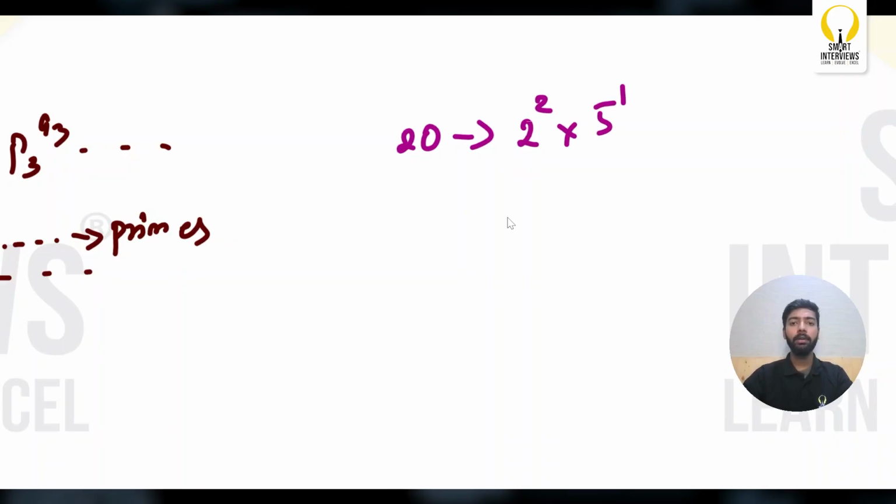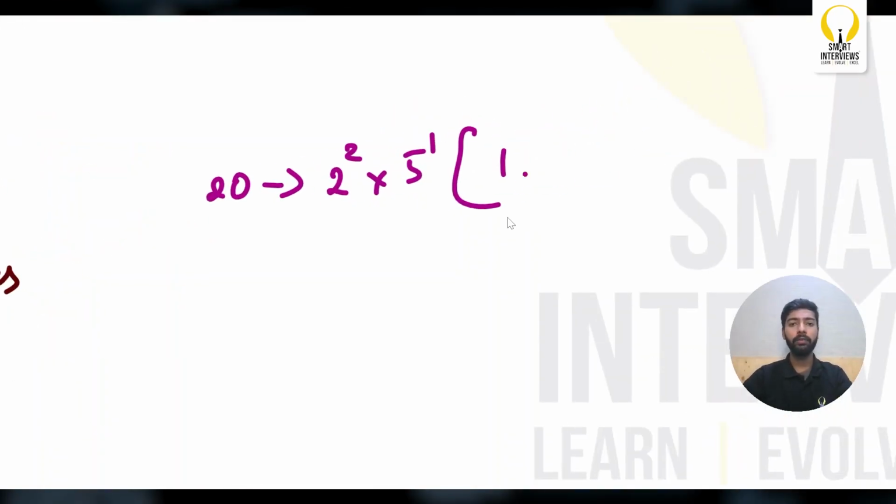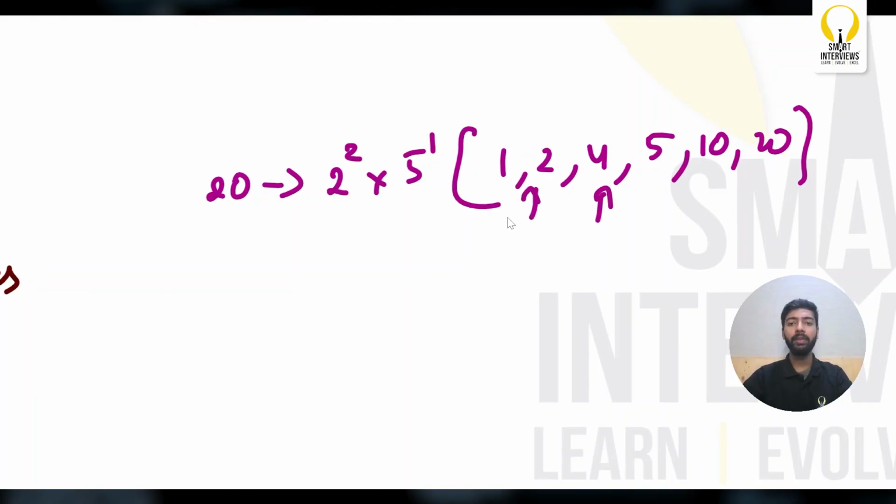So do you see, if a number has some even divisors. Now let's also write the divisors of 20: 1, 2, 4, 5, 10 and 20. Do you see it has some number of even divisors? So if a number has some even divisors, that means the power of 2 should be greater than 0.